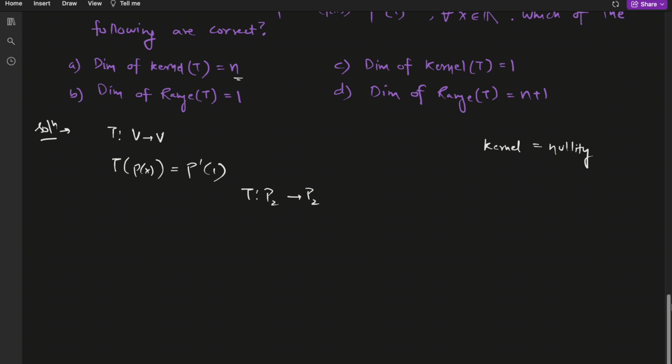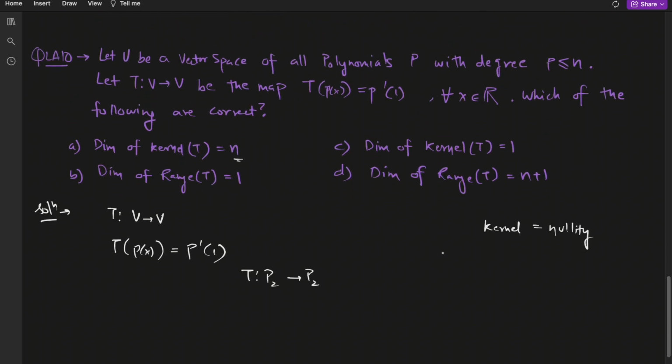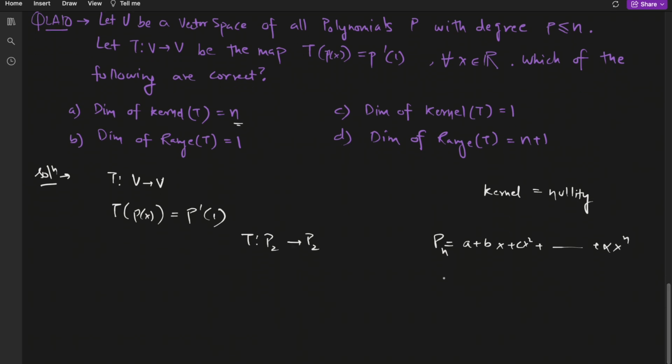Now what is P? P is a polynomial with degree less than or equal to n. So we can say P is a plus bx plus cx square up to, this is Pn, up to some variable alpha times x to the power n. Okay, so what is P2? P2 is a plus bx plus cx square.